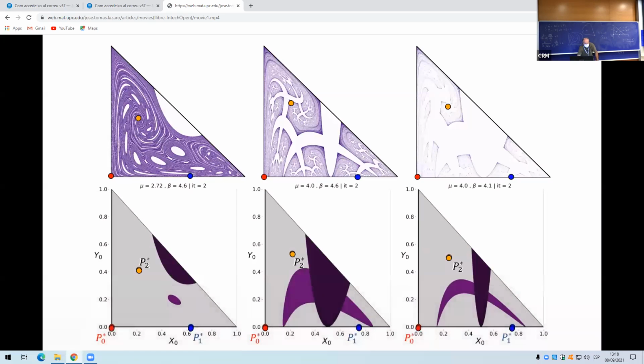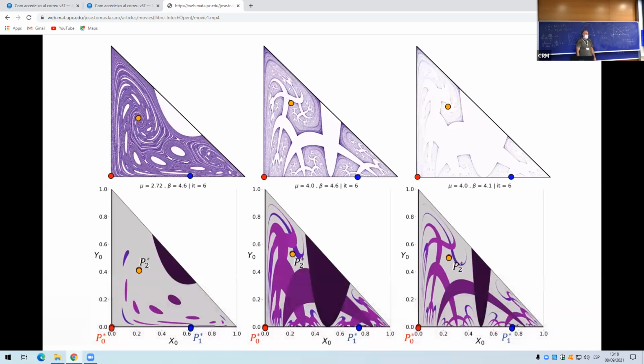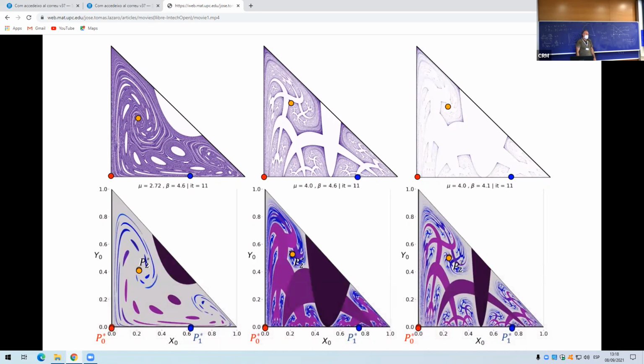So you have the equilibrium points, and then you plot those points which are leaving the domain in 1, 2, 3, 4 steps. And then upstairs is just the remaining.